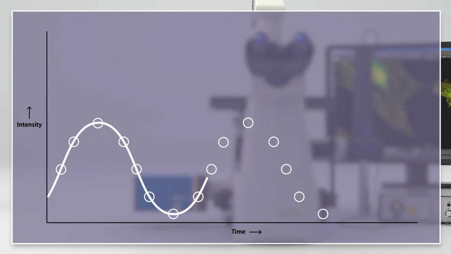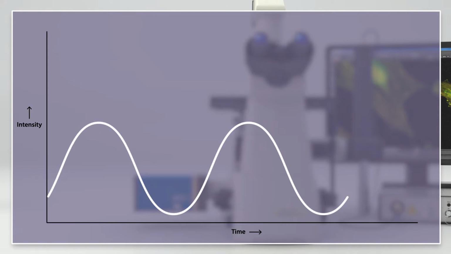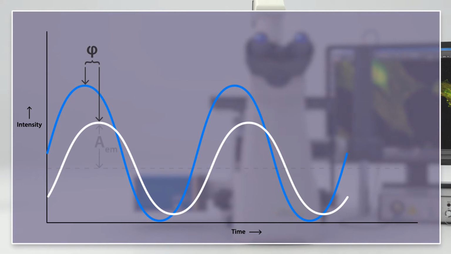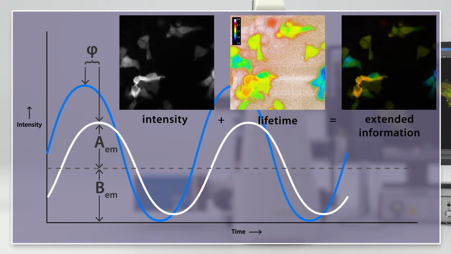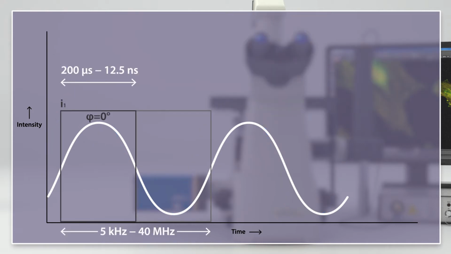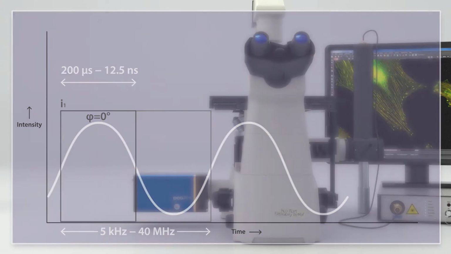Finally, a sine curve is fitted into the measured values in the images I1 to I4 for each pixel. This sine curve provides the phase angle phi, the amplitude A emission, and the constant component B emission, which are used to determine the corresponding fluorescence lifetime values. These lifetime images extend the information obtained by common intensity images. The reconstruction of the emission signal by means of half-wave integration requires a fast modulatable image sensor.